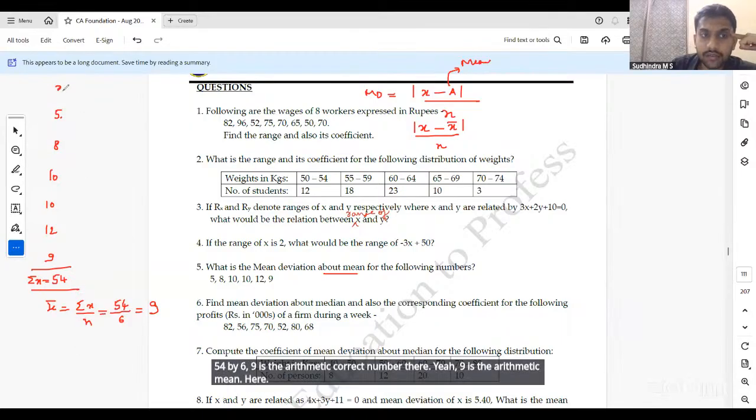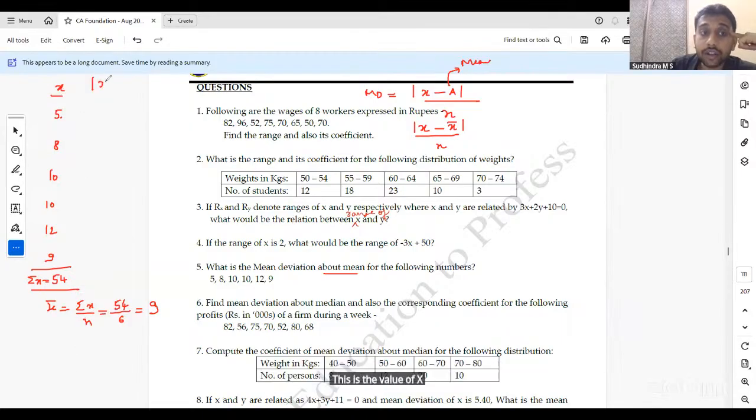Here, this is the value of x. We want modulus of x minus x bar. X is 5, x bar is 9. 5 minus 9 is minus 4. But what will I write here? Plus 4, because this is modulus. 8 minus 9 is minus 1, I write 1. 10 minus 9 is 1. 10 minus 9 is 1. 12 minus 9 is 3. And 9 minus 9 is 0.